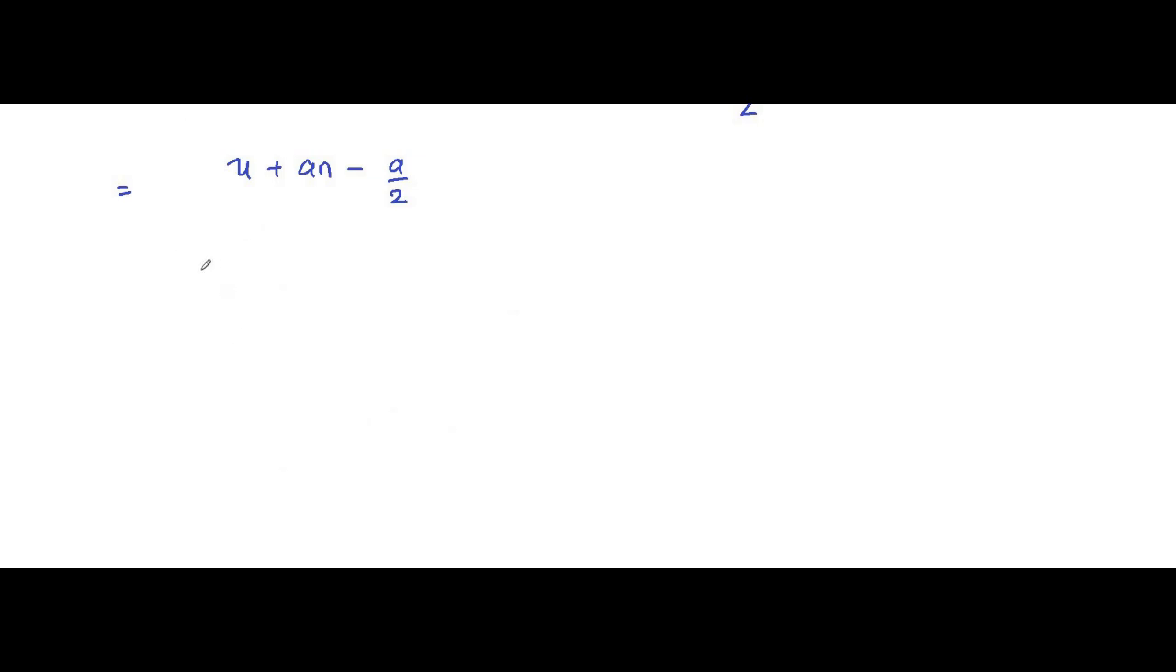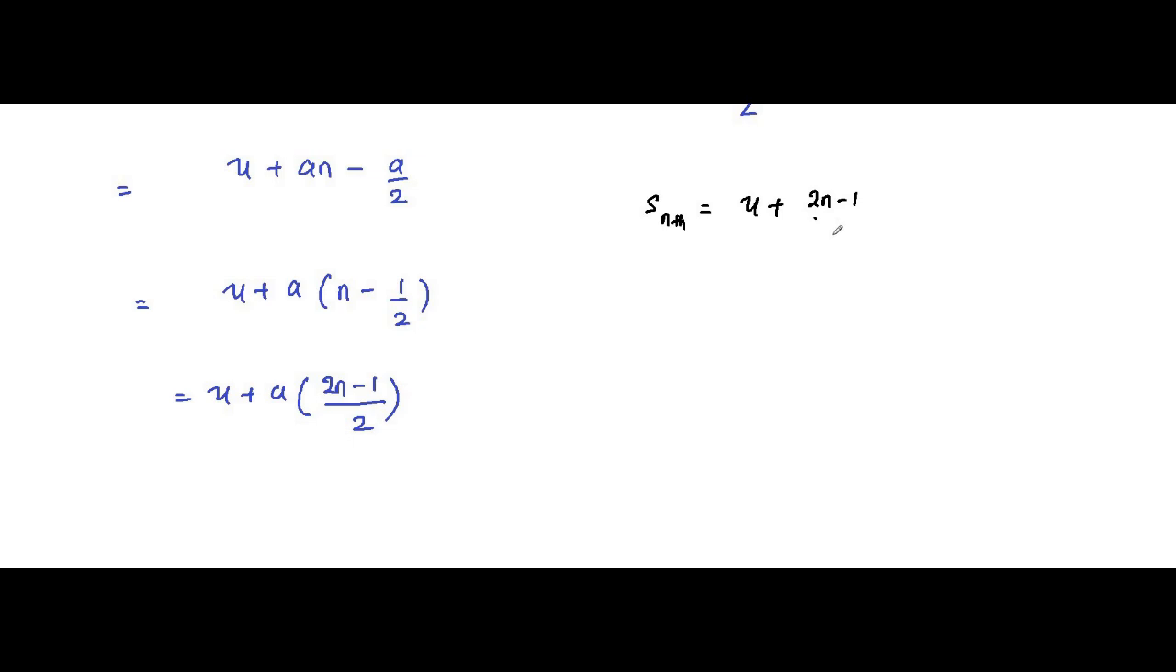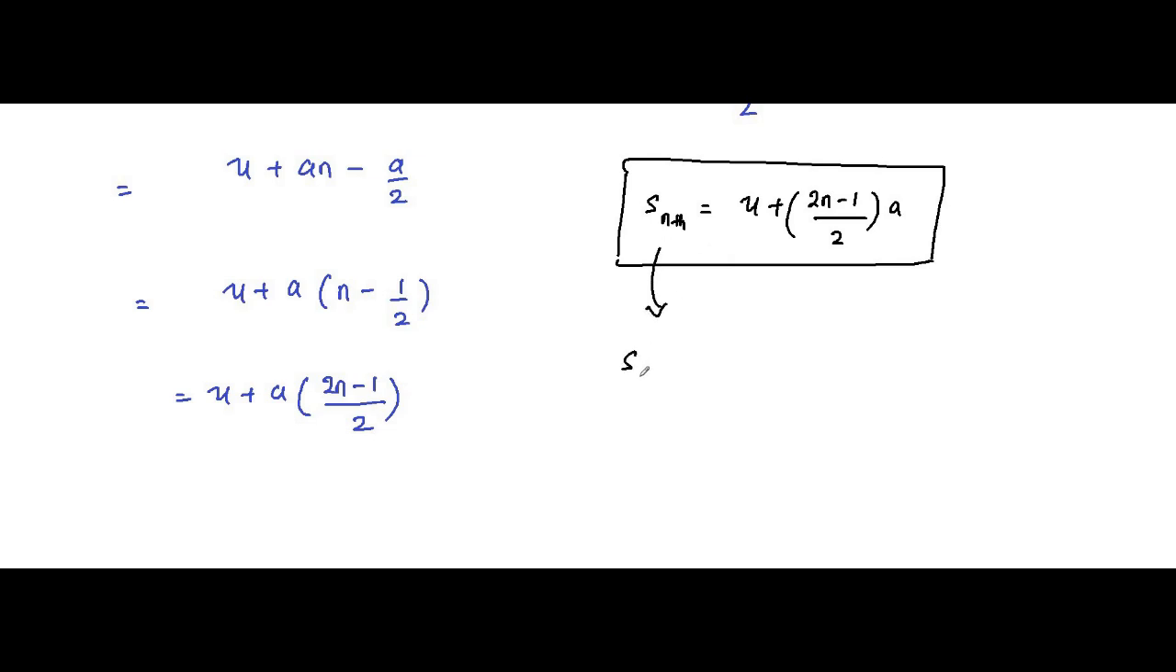So this is equal to, if we take a as common here, u plus a into n minus 1 by 2, that is equal to u plus a into 2n minus 1 by 2. So this is the standard equation: the displacement during the nth second is equal to u plus 2n minus 1 by 2 into a. So this Snth means displacement during n seconds minus displacement during n minus 1 seconds, a 1 second time gap.